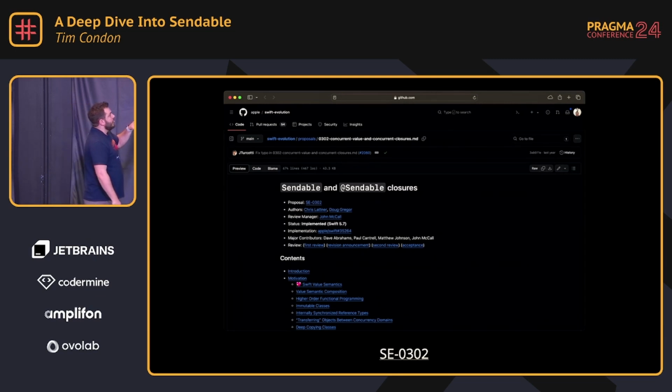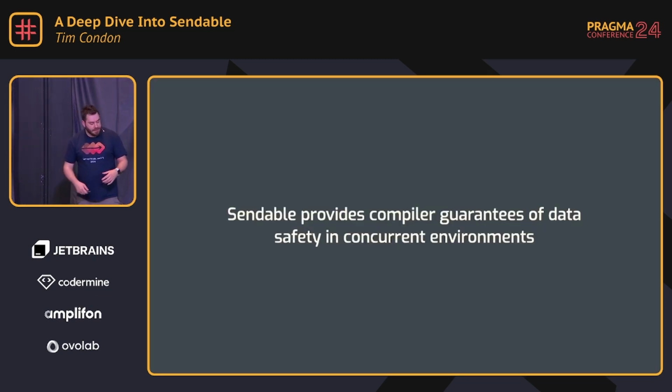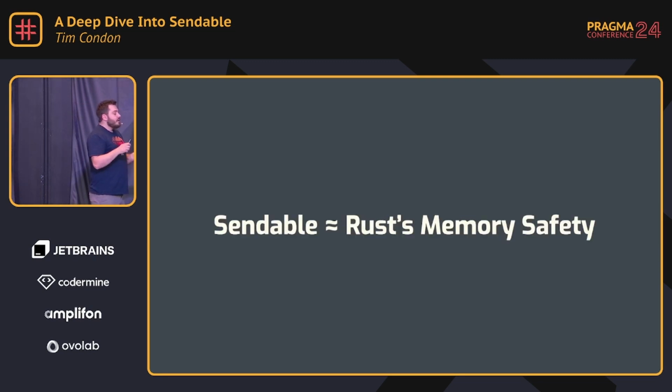The Swift Evolution proposal was 302. You can go and read it on GitHub. I highly recommend you do, because it provides a lot of context about what's going on. But the elevator pitch of Sendable is that it provides compiler guarantees of data safety in concurrent environments. So the compiler will make sure that you're not doing anything that will result in a data race, reducing crashes and fixing all of these runtime errors that we're seeing. It's kind of like Rust memory safety in that it's not at all, but it has very similar goals. The implementations are entirely different, but the top-level goal of eliminating data races is the same.